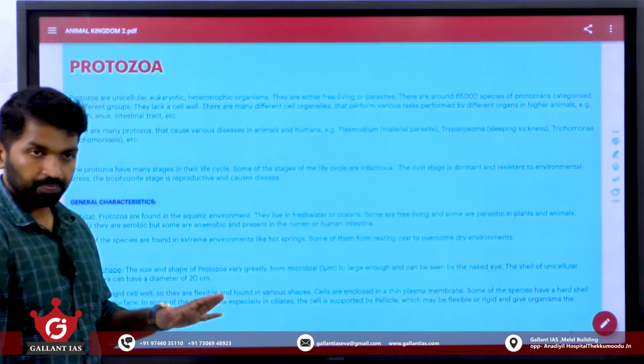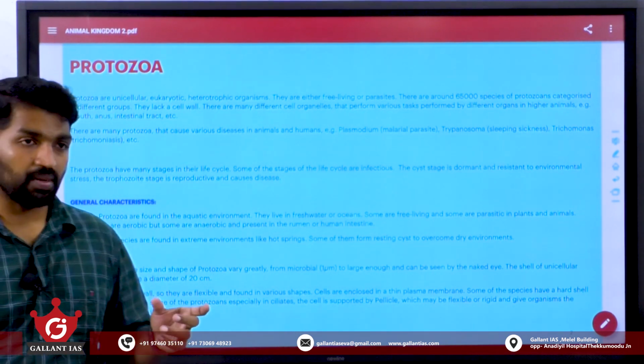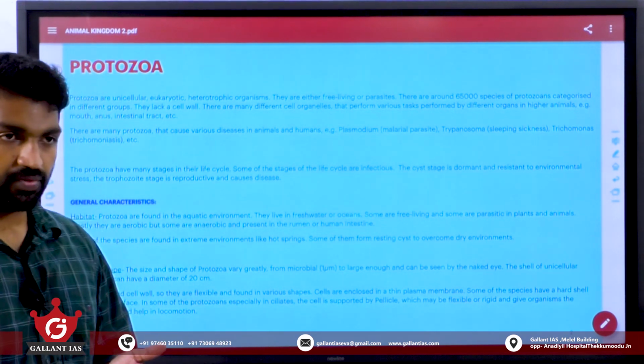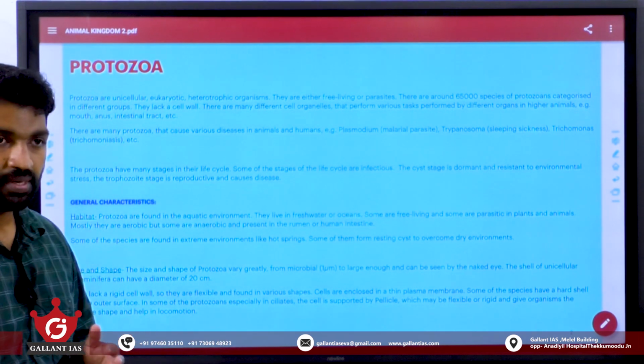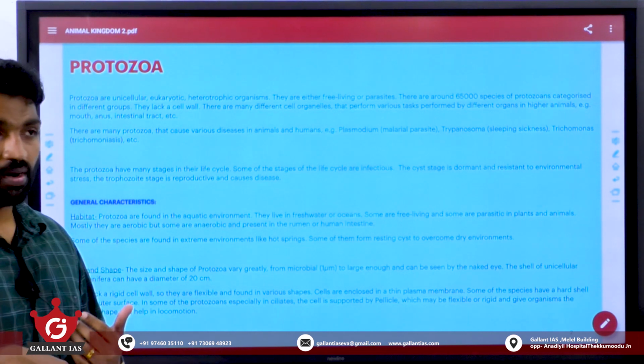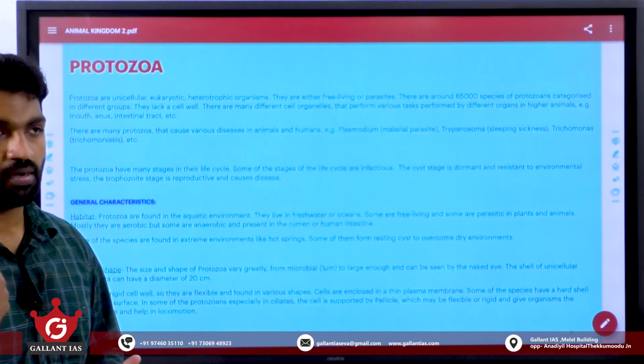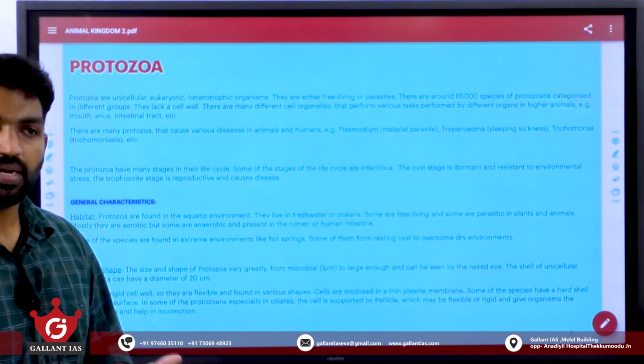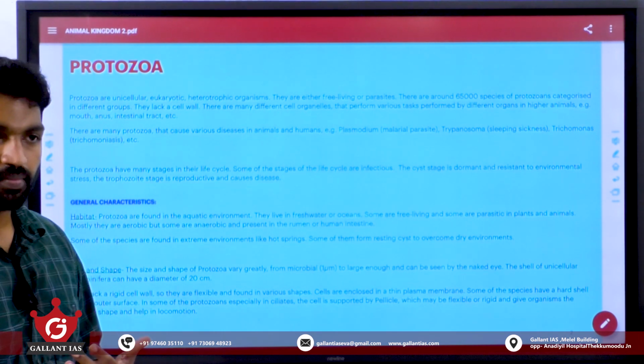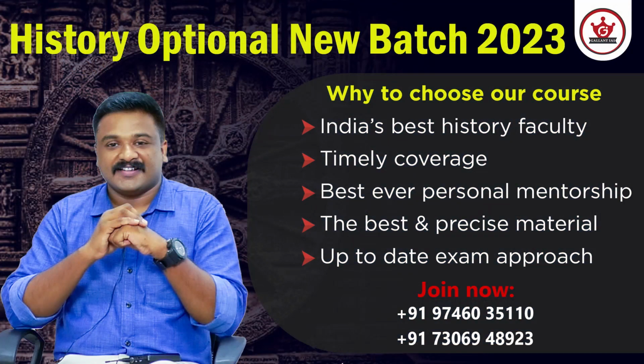Any doubts till now? Pellicle is something like a membrane itself. It's just like an outer covering of the organism, similar to a plasma membrane, but it will have structures attached to it, like flagella or cilia, etc. It is an additional layer. So let's move on.